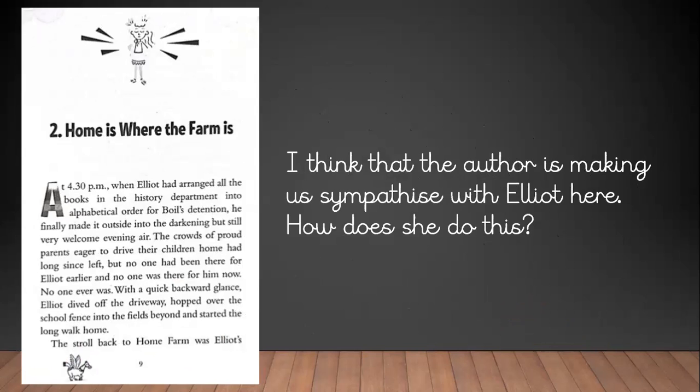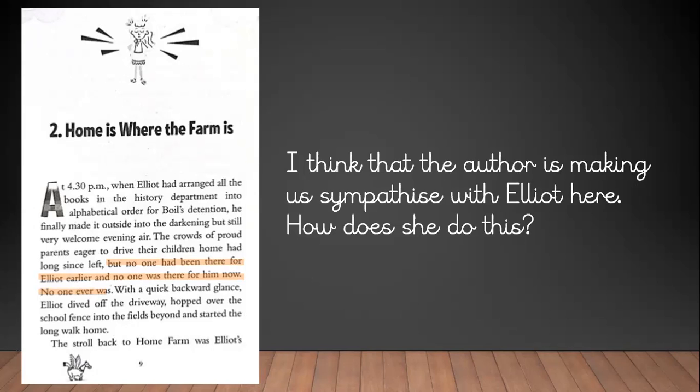So I think that in this first page, the author is making us sympathize with Elliot. I think she's making us realize that he has a lot of things in his life that we might feel sympathetic towards. We might understand that he is feeling a bit sad, that he's not as happy as he could be. And the way that she does this for me is by making it clear that Elliot seems to be alone quite a lot: no one had been there for Elliot earlier, and no one was there for him now. No one ever was.